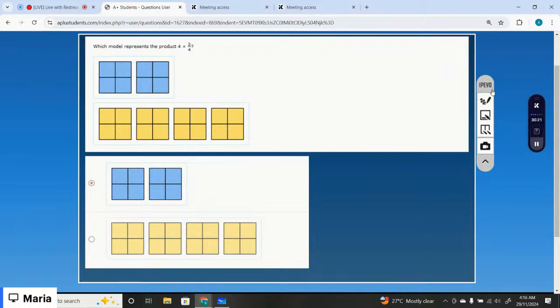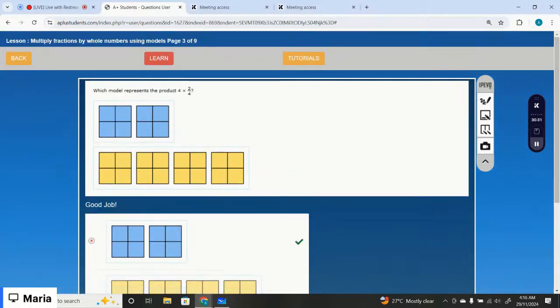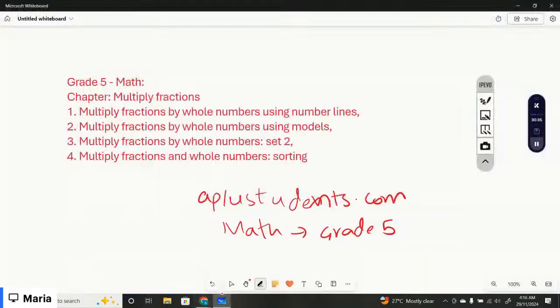Option number 1 is the correct option, right? Option number 1 is the correct option, not option number 2. See, option number 1 is the correct option. How? 4 times 2 by 4. Just look at this one. 4 and 4 cancel out. You get 2 whole. So that's why you have 2 whole portions colored. That is the correct option. They all are colored. So option number 1 is the correct option. It's not 2. Got it now?